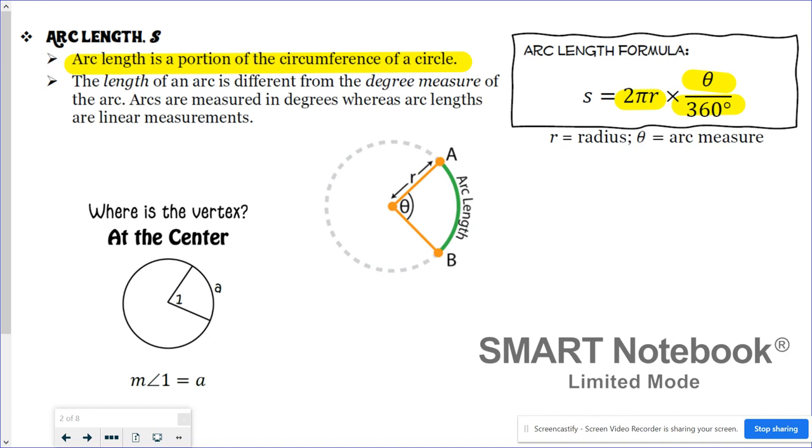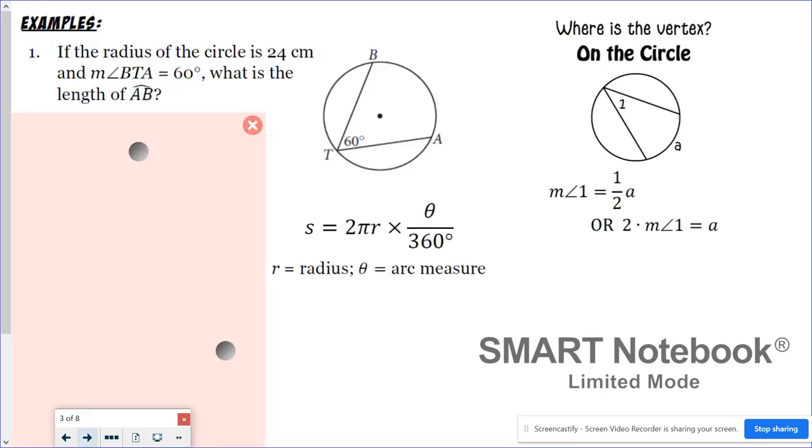When the vertex of the angle creating the arc is at the center, then the measure of the arc and the measure of the angle are the same. So you will need to pay attention to the angle creating the arc so you can accurately find its measure. Case in point, example 1. It says if the radius of the circle is 24 centimeters and the measure of angle BTA is 60, what is the length of arc AB?